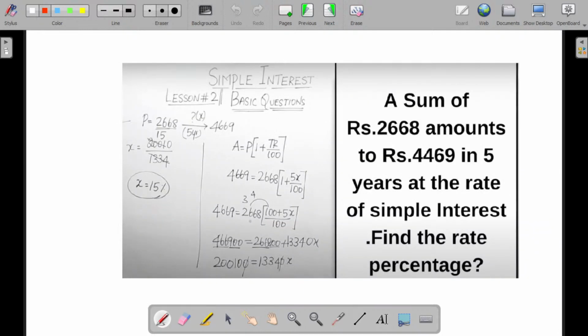So here one more question. A sum of 2668 amounts to 4669 in 5 years at the rate of simple interest. So find the rate of percentage. Okay, so 2668 amounts to 4669 at 5 year duration at simple interest, and we don't know what is the rate of interest.